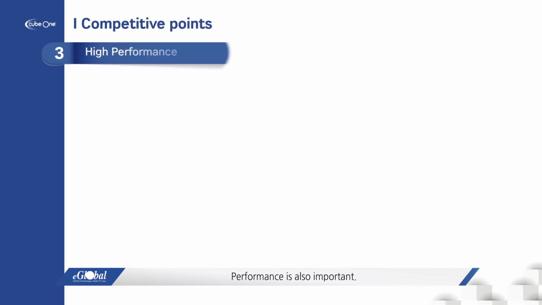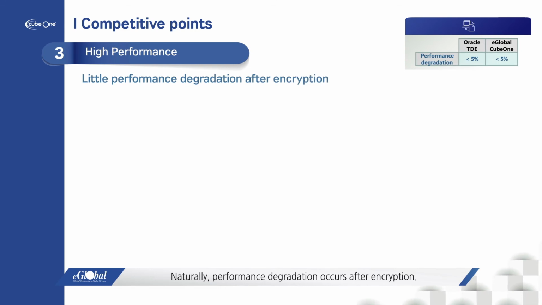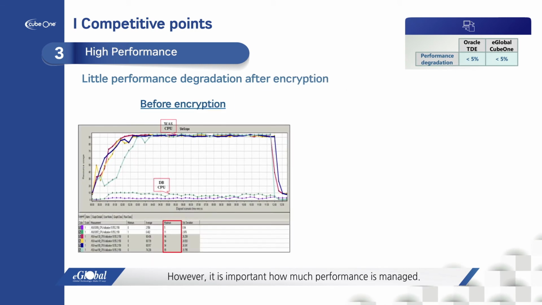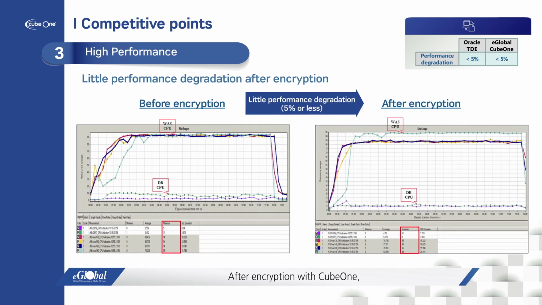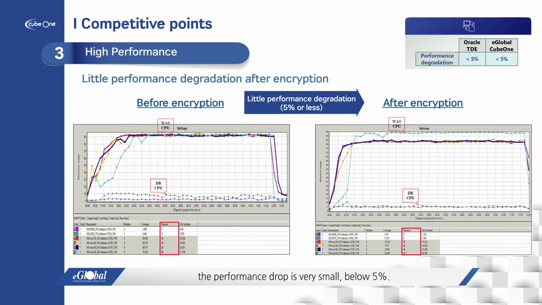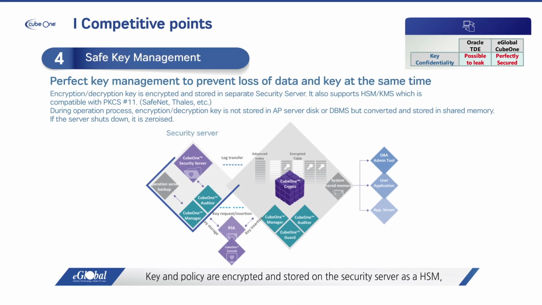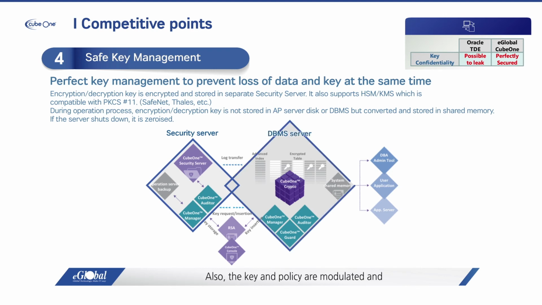Performance is also important. Naturally, performance degradation occurs after encryption. However, it is important how much performance is managed. After encryption with Cube One, the performance drop is very small, below 5%. Secure key management is also important. Key and policy are encrypted and stored on the security server as an HSM, and this security server is optional. Also, the key and policy are modulated and located in the shared memory of the DB server.